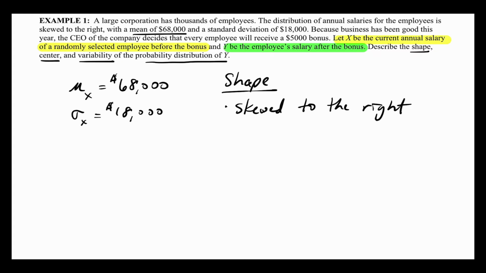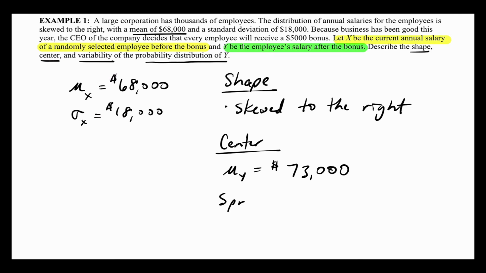Okay. Shape. Center. When I talk about center, what am I talking about? The median or the mean, right? Mean. So we don't know anything about the median, so we can't really answer the median, but we do know stuff about the mean, right? I know the old mean is $68,000. But what they're asking for is the mean of Y. What's the mean of Y going to be? Yeah, it's going to be 68 plus the 5,000 everyone's getting. Right? That's the mean of the new salaries.